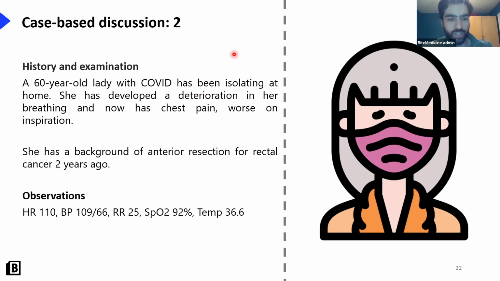Pulmonary embolism. Good. The patient is tachycardic. Their blood pressure, I mean, it's a little bit low, but it's not too worrying. The respiratory rate is 25 and they're hypoxic. Okay, so this is concerning.